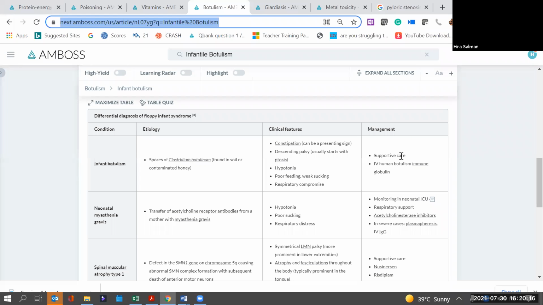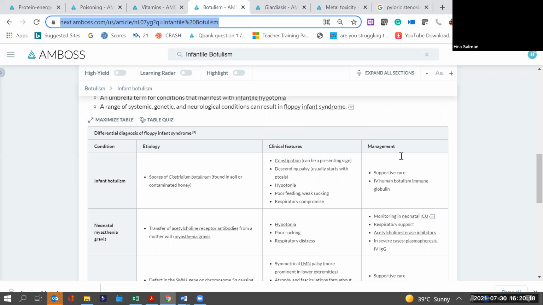So what you are going to treat, what you are going to go for the treatment, you will just give supportive care. Whatever the symptoms are there, just need to minimize the symptoms. And IV human botulism immunoglobulin. So that's one of the immunoglobulin we can give from outside, and that immunoglobulin is going to act against this botulinum toxin and can cause antigen antibody reaction and can destroy the spores of this toxin. So maybe we can give immunoglobulin, but first always remember we can give supportive therapy.